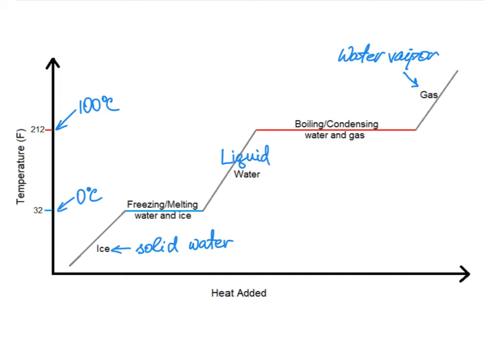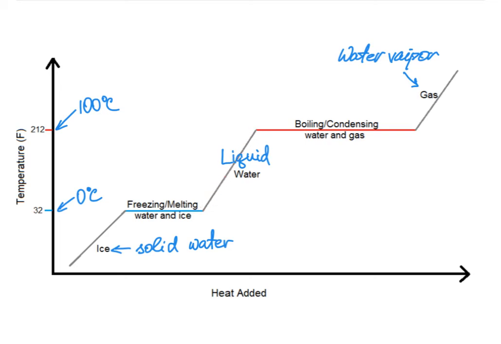Let's have a quick review of the heating curve on this heating curve of water. Here is my solid water. It's ice that is warming up, eventually reaching the freezing point, the melting point, and starts to melt, during which it exists in the state of water and ice at the same time. And when everything is melted down, my liquid water starts to gain kinetic energy and increase in temperature.